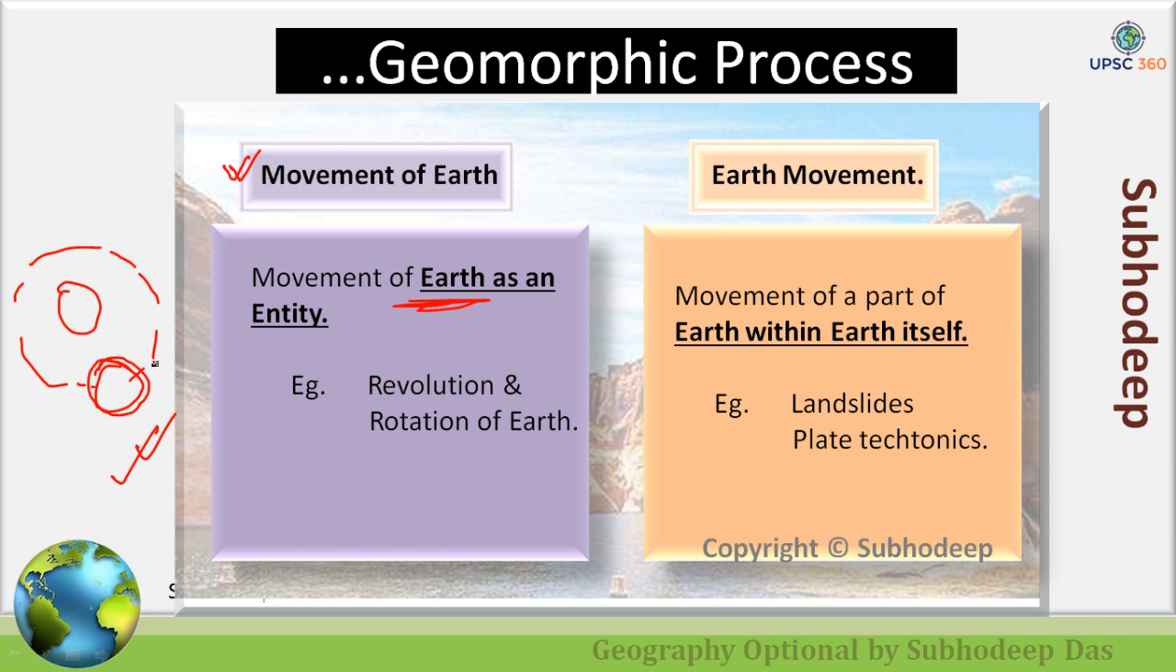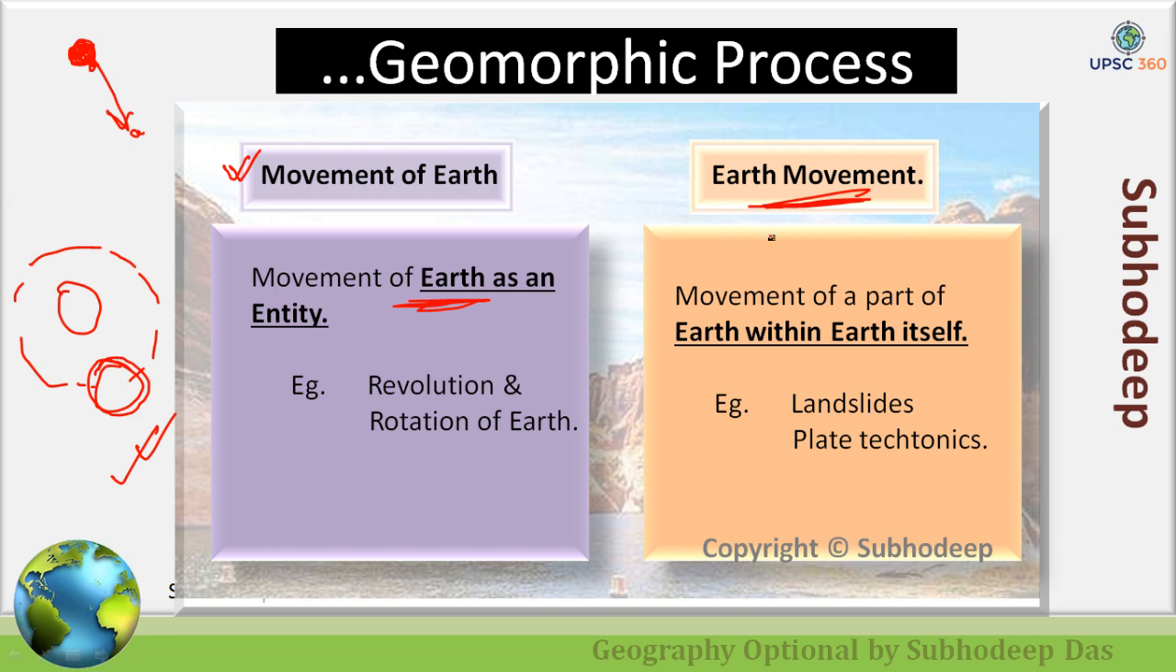Now what is earth movement? Earth movement is basically the movement of any part of Earth within itself. Say for example a landslide, we have heard about it, right? What happens in a landslide is some amount of land falls downwards. This amount of earth is the entity within Earth which moves from one place to another place. So that is the earth movement.